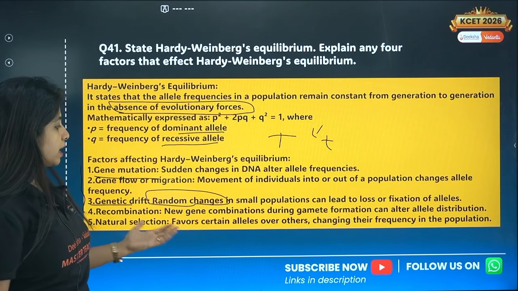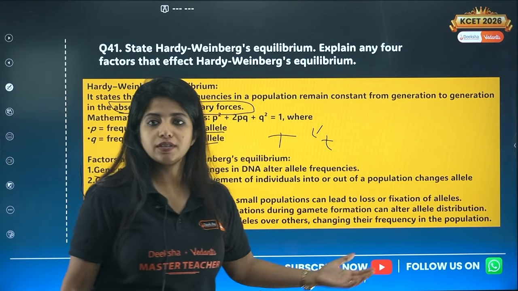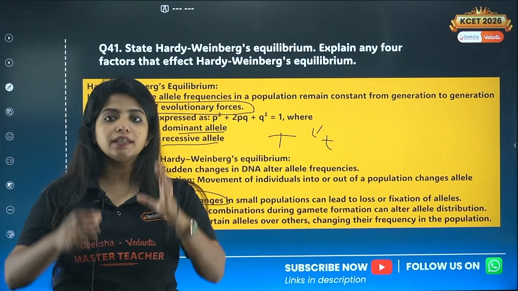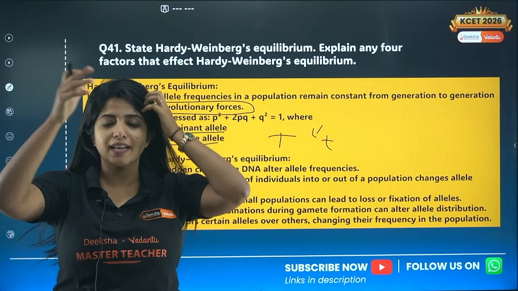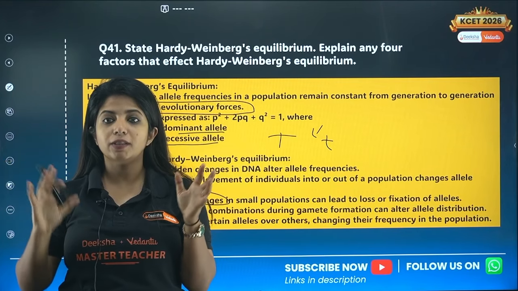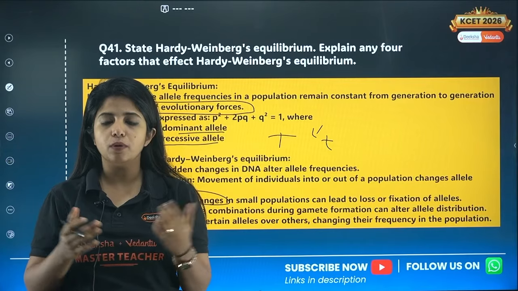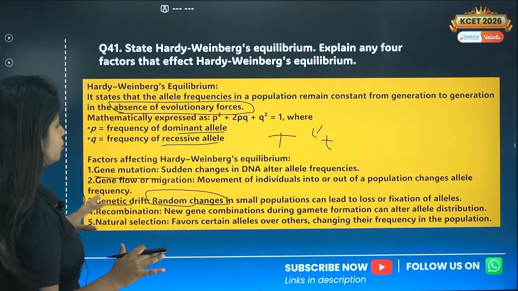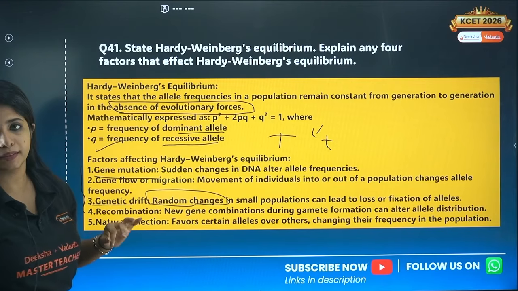Natural selection favors certain alleles over the others. So naturally certain things are being favored over the others. You saw the example of the white moth and the dark moth, right? So those are the things that you need to remember. These are the factors. Cool.